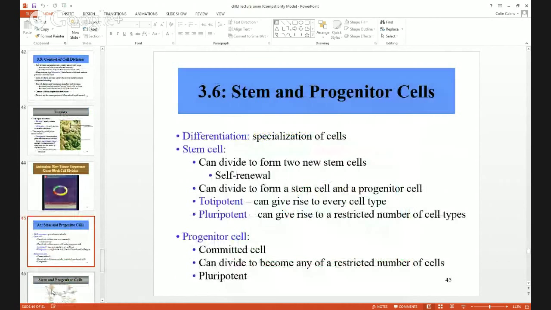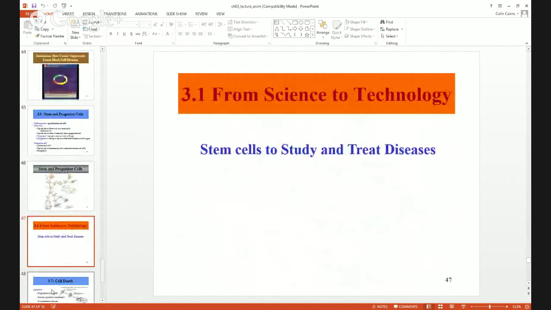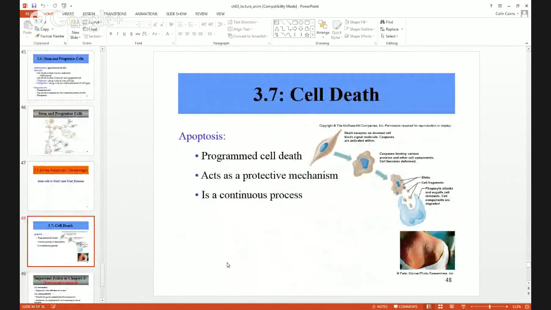And I don't think we covered this. So there's apoptosis again. A little bit of what happens. Enzymes called caspases destroy various proteins and other cell components. The cell becomes deformed, turns into blebs and cell fragments. And phagocytic cells engulf cell remnants, and the cell components are degraded. Eventually, as shown here, this is the epidermis peeling away from someone who has had a sunburn.